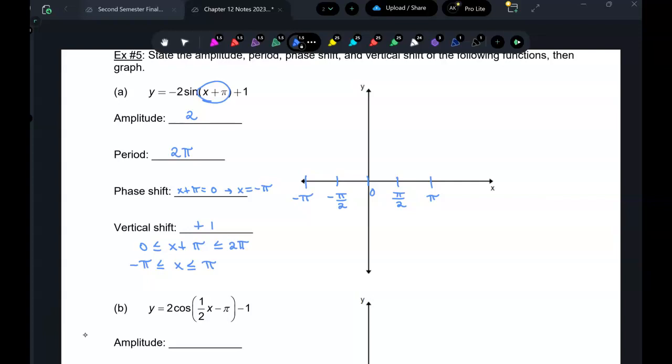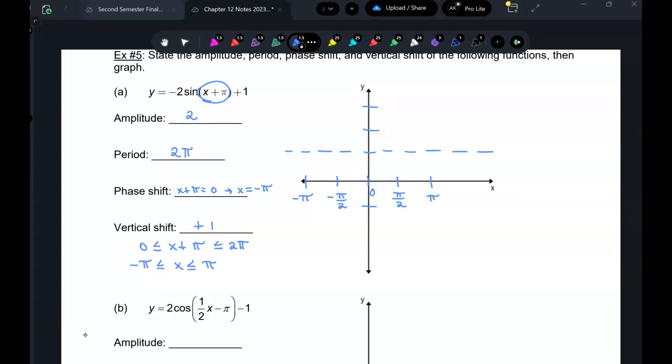Okay, next I have, it goes plus 1. So I'm going to go up 1, 2 here. Oh, thank you. I'm going to go up 2. There we go. And that means, since the amplitude is 2 from this midline, we called it, right? From the midline, I'm going to go up 2 and I'm going to go down 2.